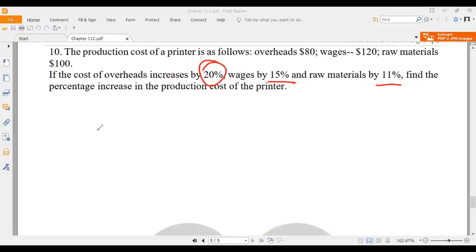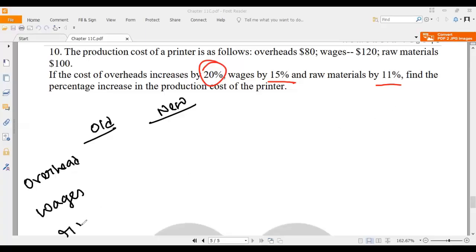So here we need to think about two costs, that is the old cost and the new cost. What is the old cost and what is the new cost? The production cost that was already given, that is the old cost. So we can see one by one. First of all, overhead cost. Second one is wages. And third one is the raw materials. Overhead cost, the old cost was $80. Wages was $120 and raw materials was $100.